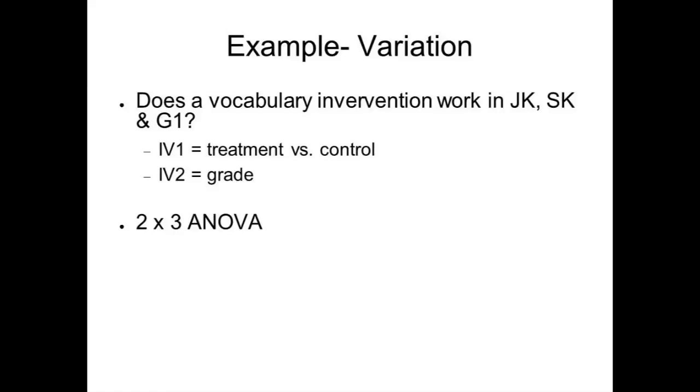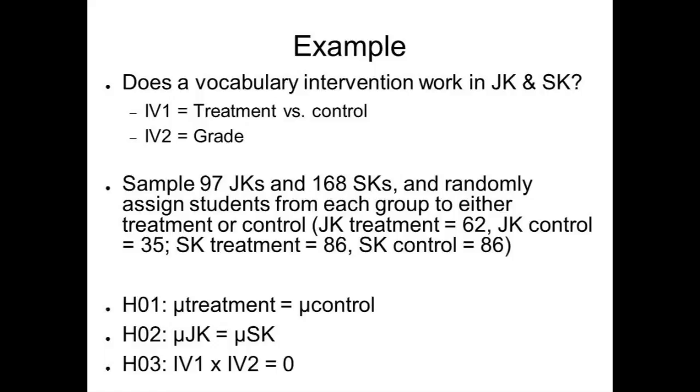We're going to go back to the original version for our actual example. So back to our original setup, we have a 2 by 2 design. I collect a sample of JKs and SKs, and each group gets randomly assigned to either treatment or control. And by that I mean the 97 JKs get randomly assigned. So there are 62 of them in treatment, and then 35 of them in control.